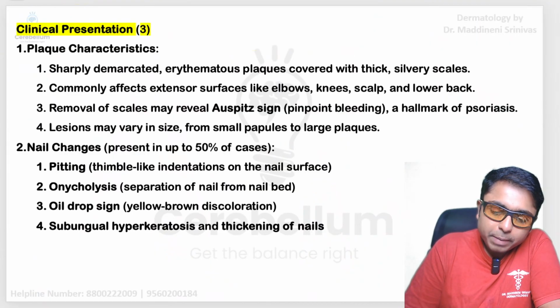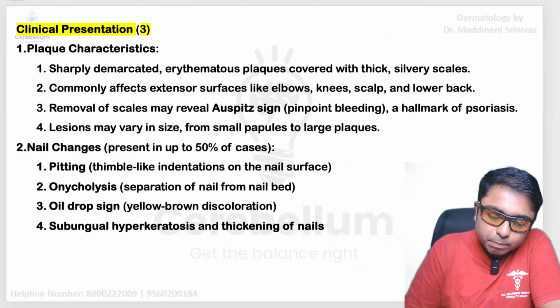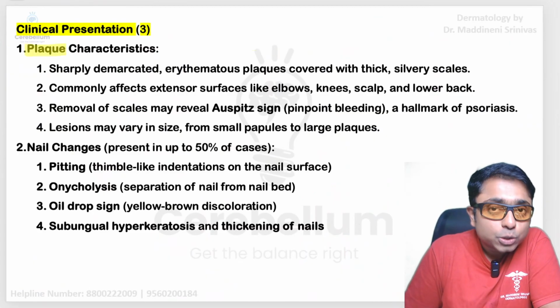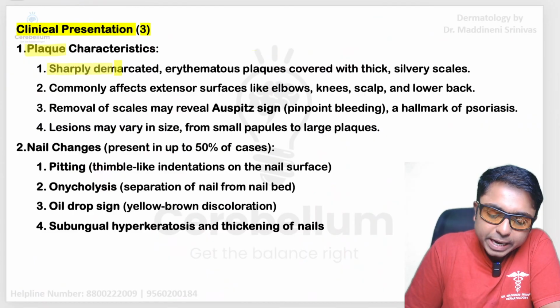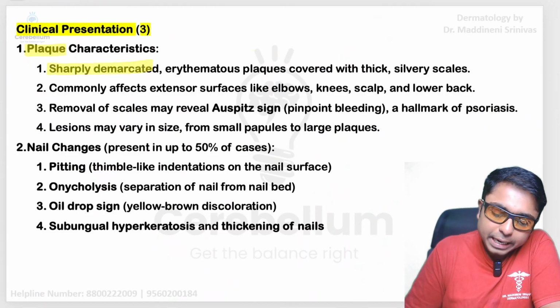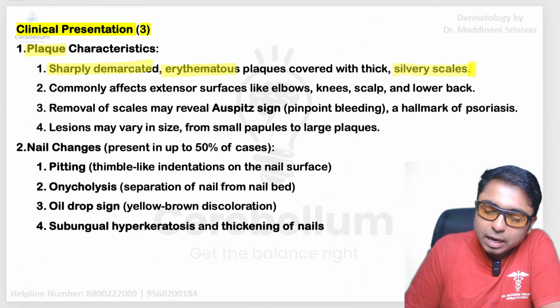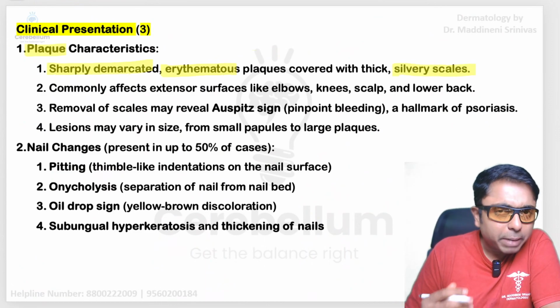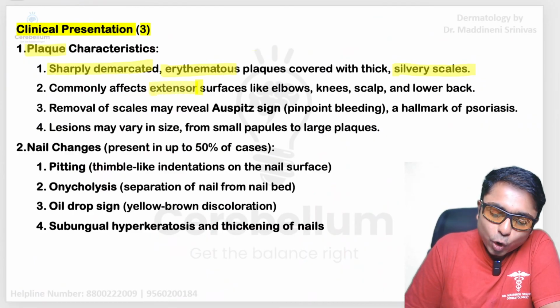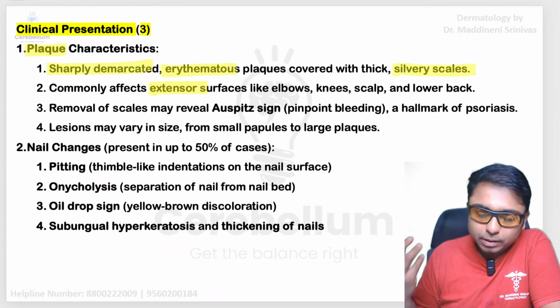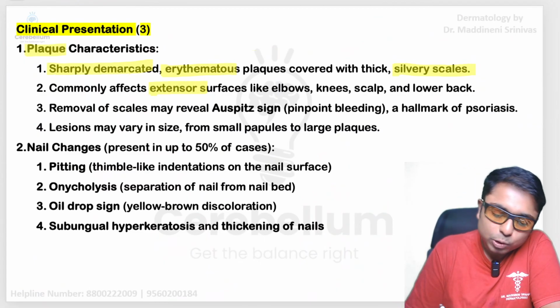So now coming back to the clinical features, plaque. What are the characteristics of the plaques which we are seeing in psoriasis patients? So they are very well defined, sharply demarcated, very red looking erythematous plaques which are covered with thick silvery white micaceous scales. And common sites are extensors, say remember elbows, knees, and also the scales can be present over the scalp also.